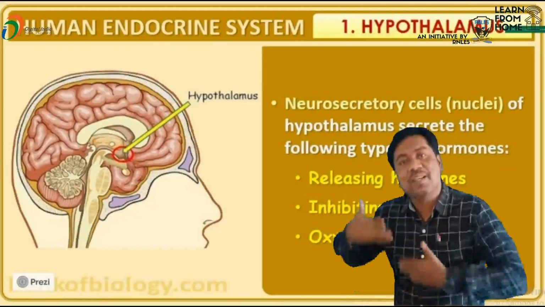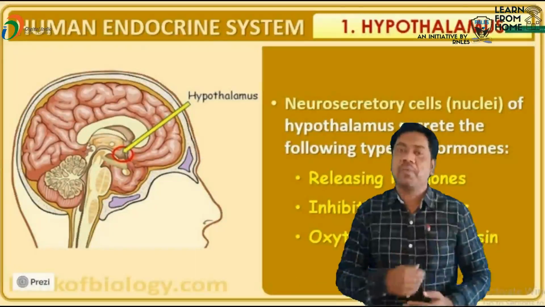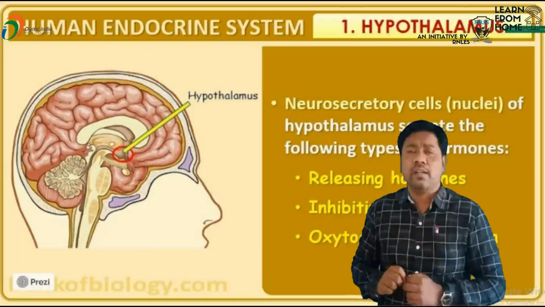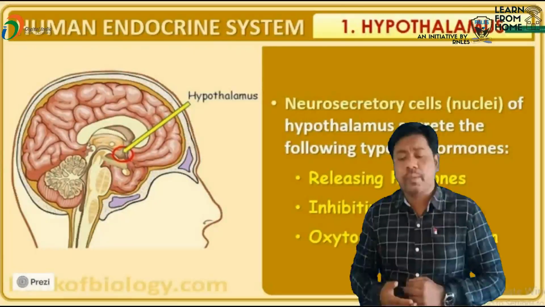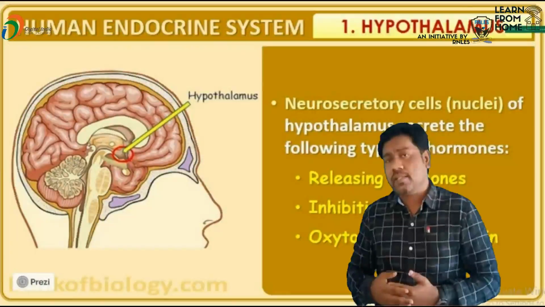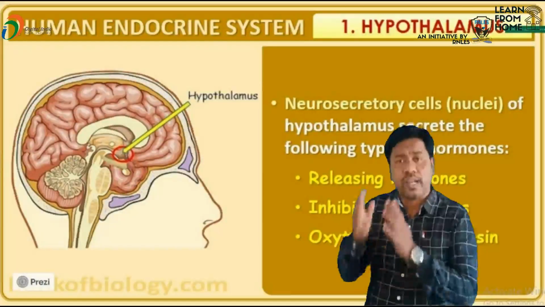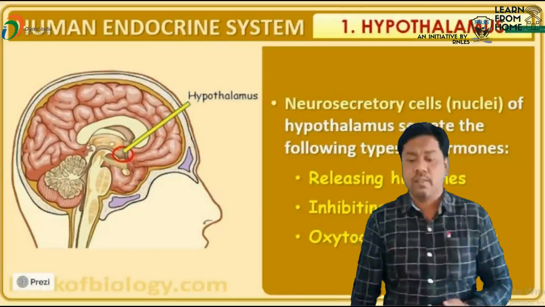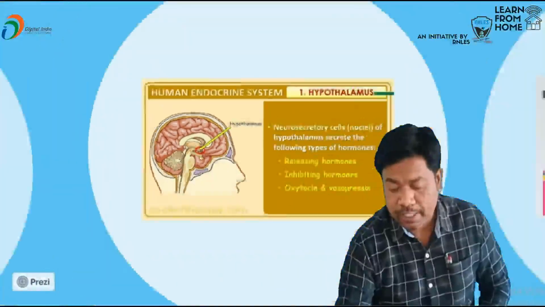What are the hormones, beta? Three kinds of hormones are produced. One is the releasing hormone. The second is the inhibiting hormone, and the next is the antidiuretic hormone, also known as vasopressin, and oxytocin. These hormones are produced from the neurosecretory cells of the hypothalamus, right?